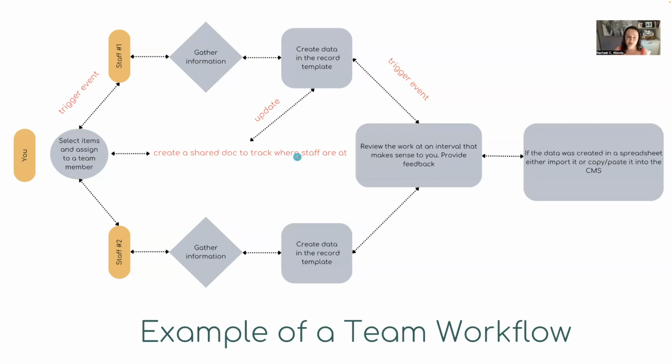And then we're going to go ahead and pop out to the top and the bottom swim lanes. We're going to check in with staff members number 1 and 2. They've received those object lists from you. They're going to gather information and they're going to start creating data in their record templates for each of those objects. When team members 1 and 2 are done, there needs to be a follow-on trigger event to let you know it is ready for review.